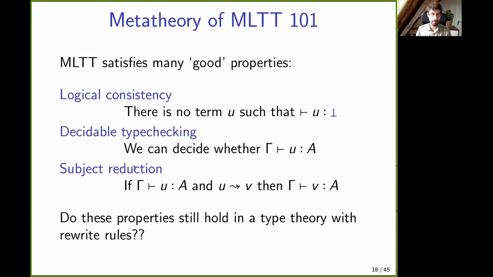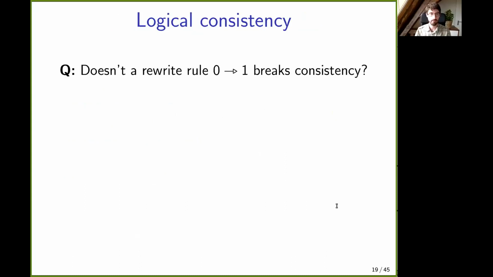And then finally, the third property that's very basic, but also very important, is subject reduction, which says that if we have some term u of type A and we can evaluate it to some other term v, then v should also still have type A. It's also known as type preservation. And the question is, for each of these three properties, do they still hold in a type theory with rewrite rules? So let's look at each of them separately.